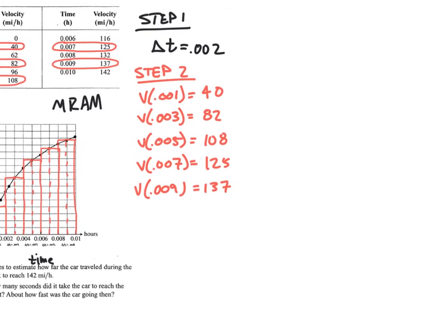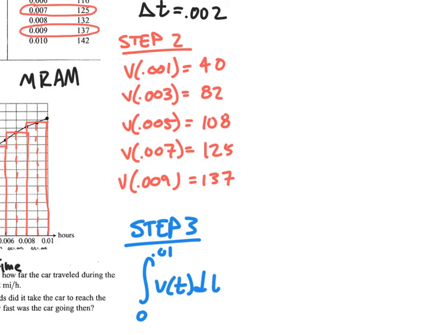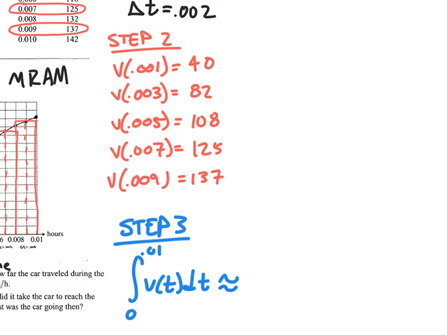Okay, and I want to write all this stuff out. And so step 3 is, and I want to write this out in integral notation. So I'm trying to calculate the area under the curve between 0 and 0.01 under my velocity function v of t dt.